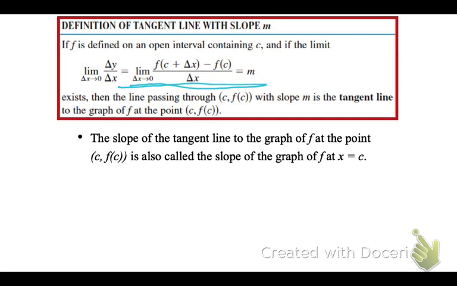We actually manipulated that difference quotient a couple times last year, at different times throughout the year. The slope of the tangent line to the graph of f at the point c, f of c, is also called the slope of the graph at x equals c. It's the slope of the what? Tangent line. So the only thing you need on your paper is the slope of the tangent line, underlined in blue. That's what you're going to be doing on all six problems today. That one good? Yes.